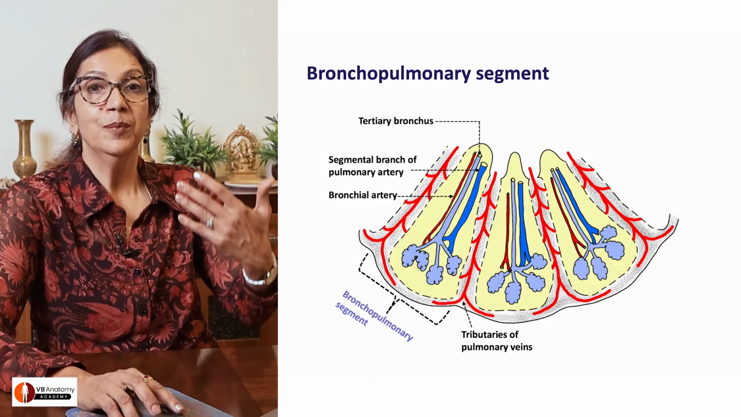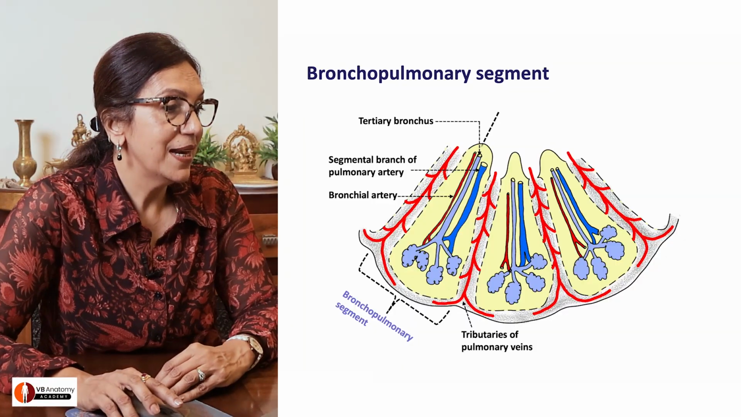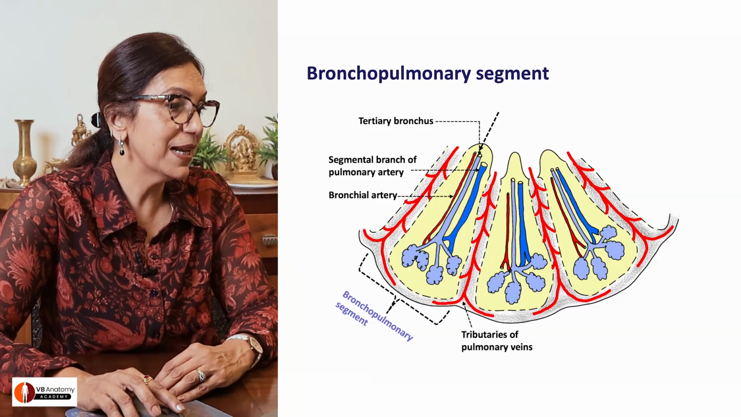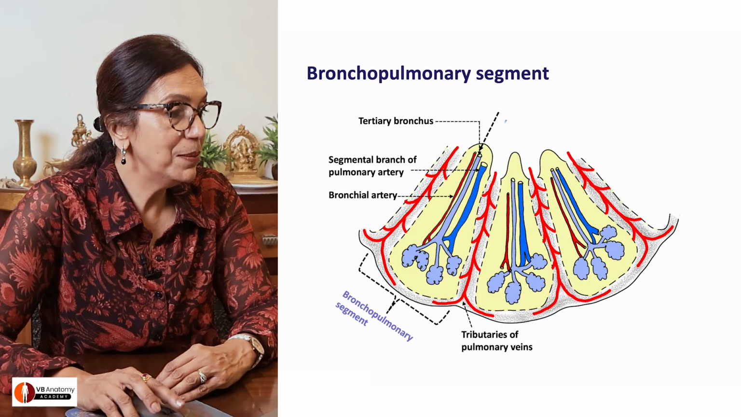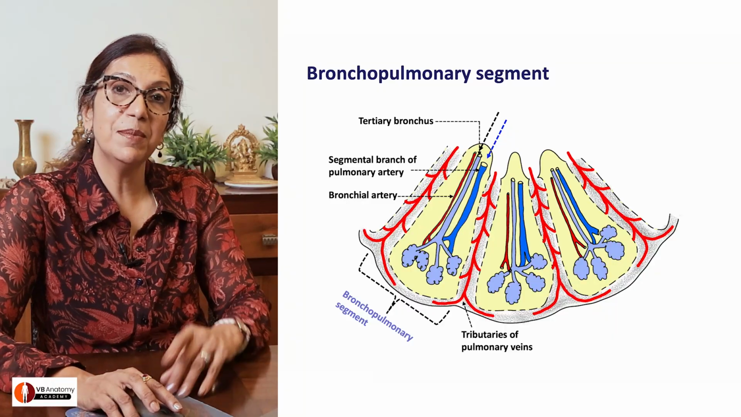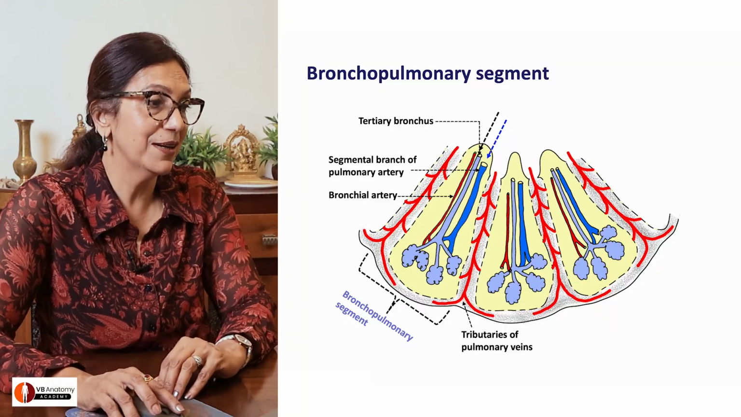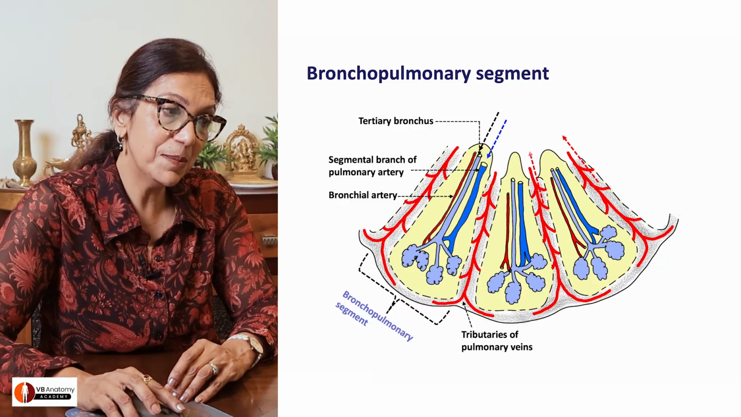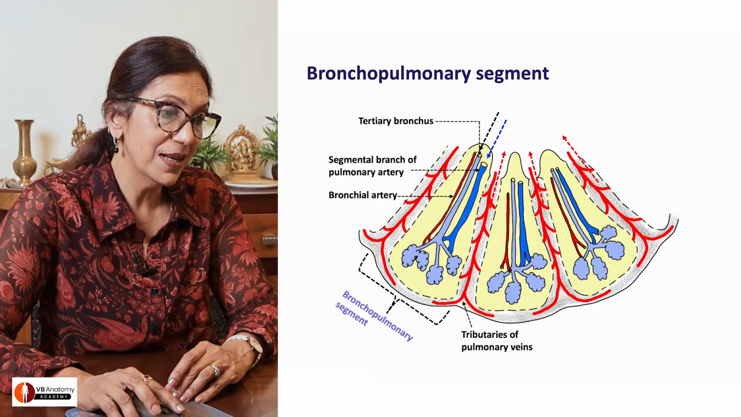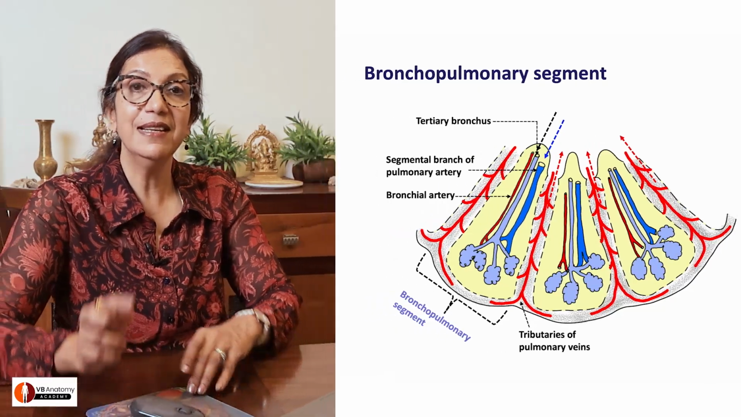Let's breathe in. As you breathe in, air enters into the bronchopulmonary segment through the tertiary bronchus. Meanwhile, the pulmonary artery is carrying deoxygenated blood into that bronchopulmonary segment. Exchange of oxygen takes place and oxygenated blood is now carried back to the heart by tributaries of pulmonary vein. This is what happens when you breathe, and this is how oxygen transfers from the air into the pulmonary veins which carry it back to the heart.